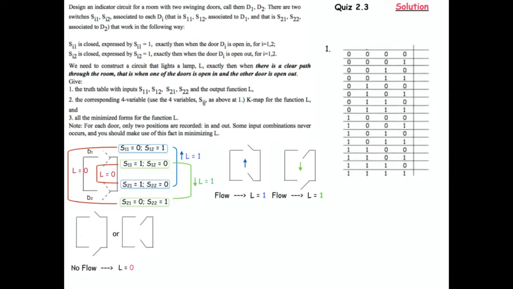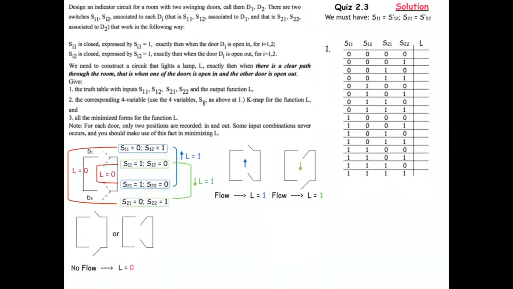Okay, very good. So now the first step was the truth table, right? And the truth table is straightforward. It's 4 inputs. It could have been S1, S2, S3, S4, but here they're called S11, S12, affecting the first door, and S21, S22, affecting the second door. But ultimately, the doors are not represented in the function. The function is the lamp.